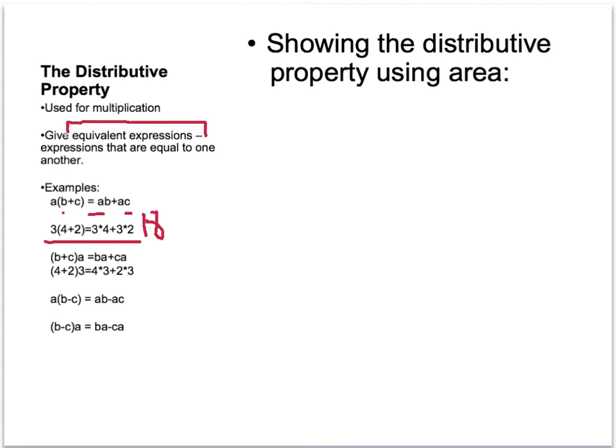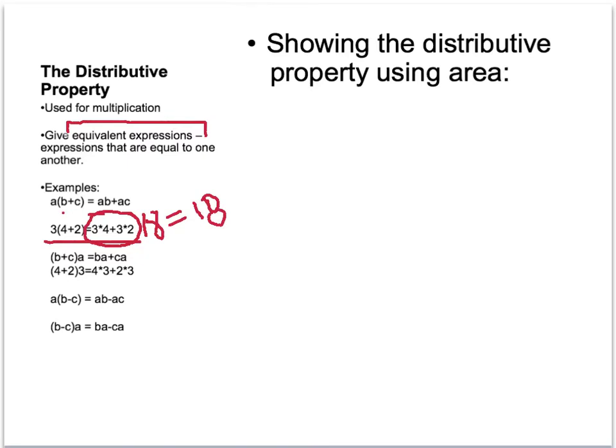And then if I did it using this expression, if I did 3 times 4, that would give me 12, plus 3 times 2, which is 6. So 12 plus 6 is also 18. So those are equivalent expressions.